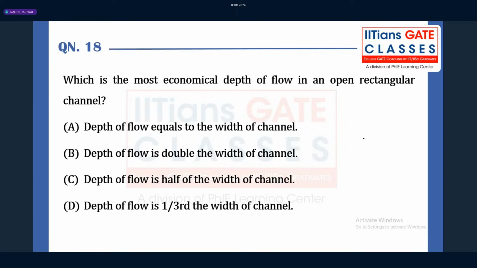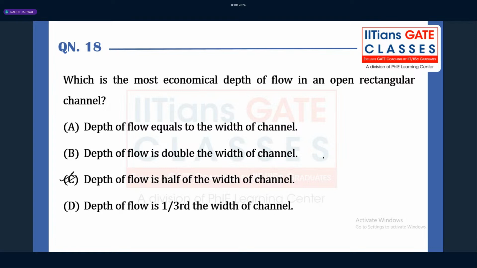Now, guys, please try to see this 18th question. What we have here is from civil. So in mechanical, we generally don't study this rectangular open channel flow. But here you need to directly remember the answer for this question as C.